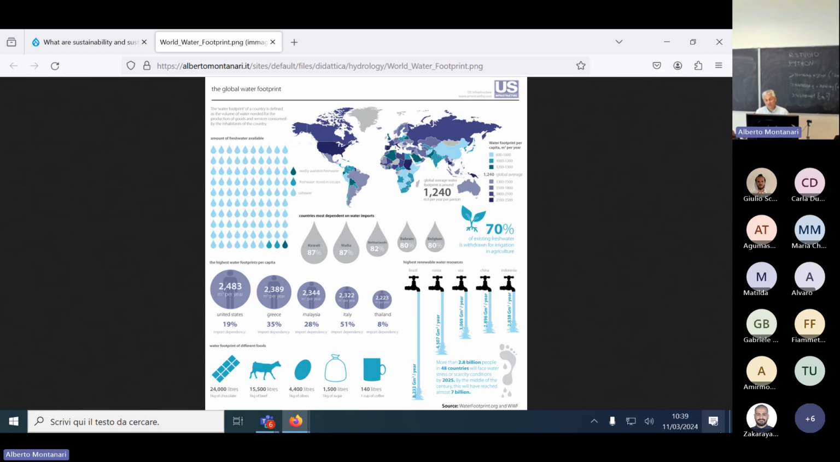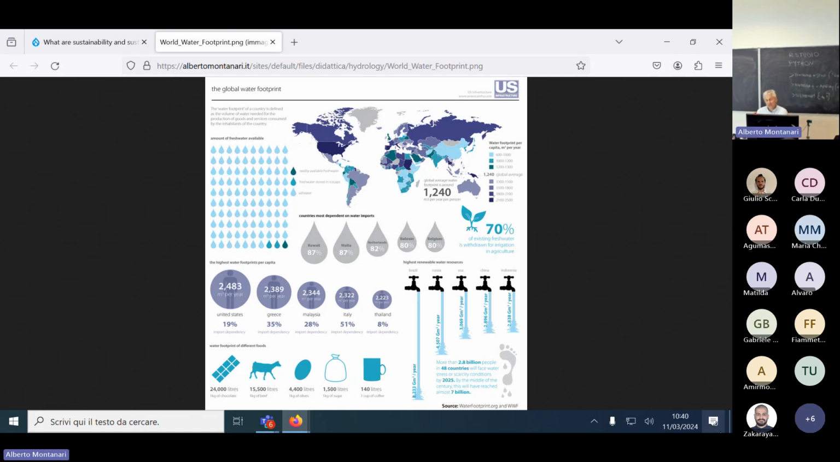So the scientific community introduced the concept of the water footprint, including the volume of water that a country uses for the production of goods that are consumed by that country. So the water footprint includes the internal use, but it also includes the use that was done in another country to produce the food that is eaten by the importing country.